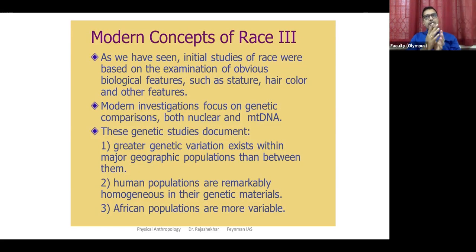Those mutations that have happened in recent generations can be seen in other groups when intermixing happens. So today we are also going to focus on that. But overall, human populations are remarkably homogeneous in terms of their genetic information. So modern concepts of race have indicated that we do share quite a bit of similarity among us. So there is not much basis to the concept of race.